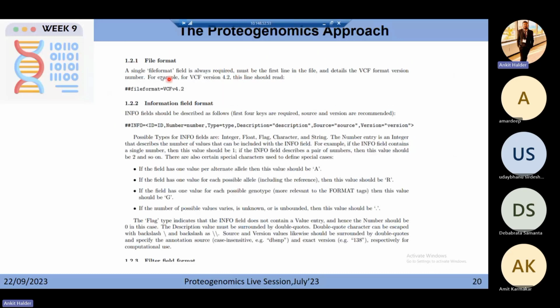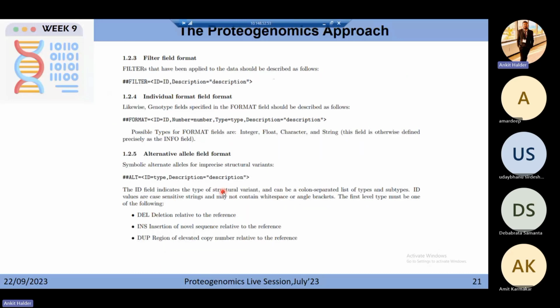A single file format field is always required. So here it should read this. This is very, very important. The INFO field should be described as follows, where you will know that it should have the number, type, description, source, and so on. The possible types for INFO are integer, float, flag, character, string. The number entry is an integer. So you know all these things.